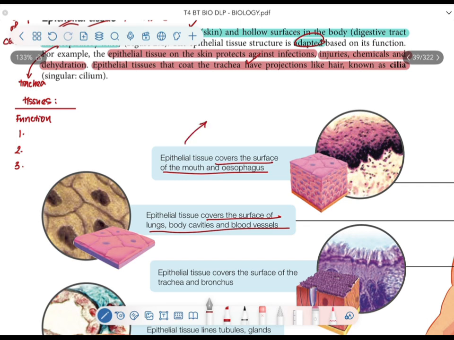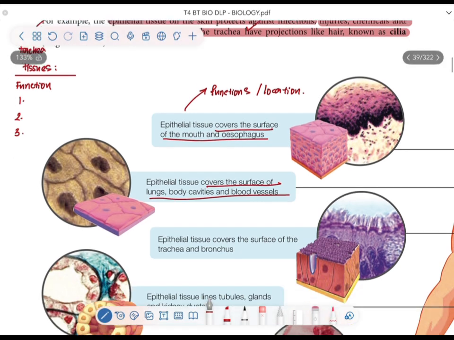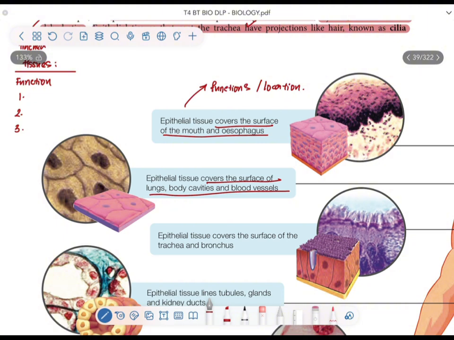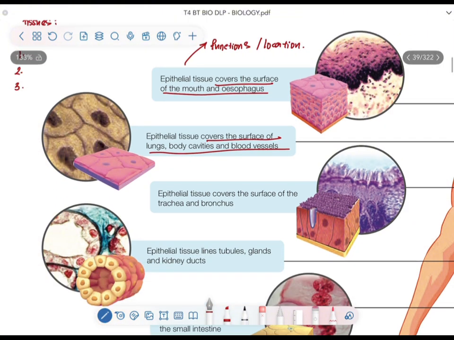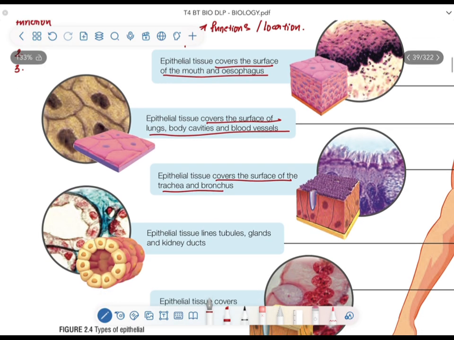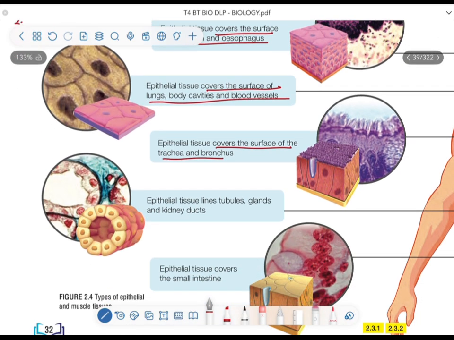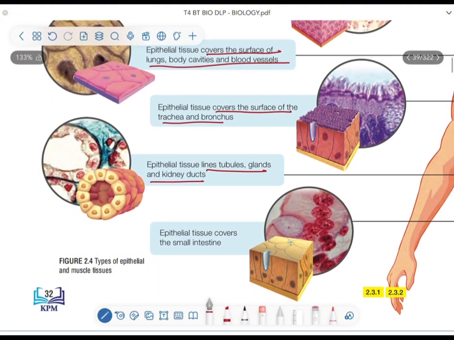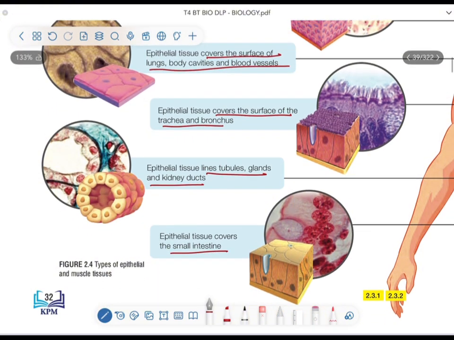These can also be classified by function or even location. The location where you can find epithelial tissue is the mouth, esophagus, lungs, blood vessels, body cavity, and so forth. Epithelial tissue covers the surface of the trachea and bronchus. Epithelial tissue also lines tubules, glands, and kidney ducts, and covers the small intestine.